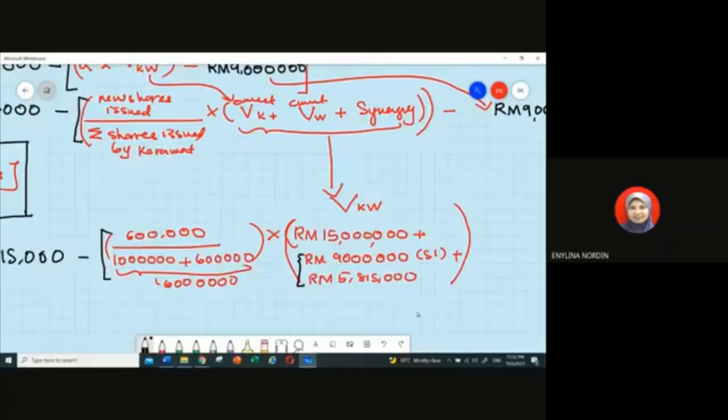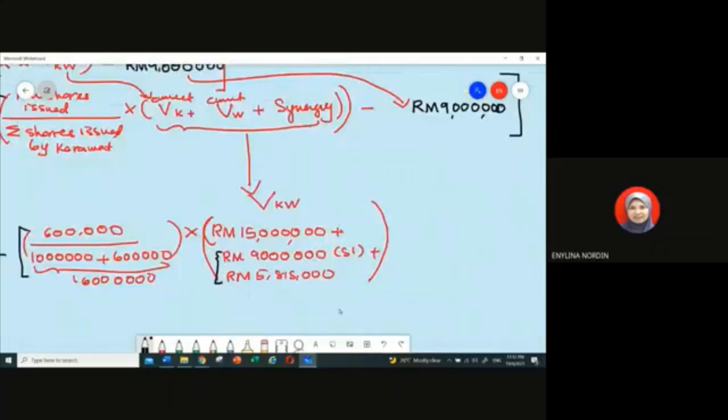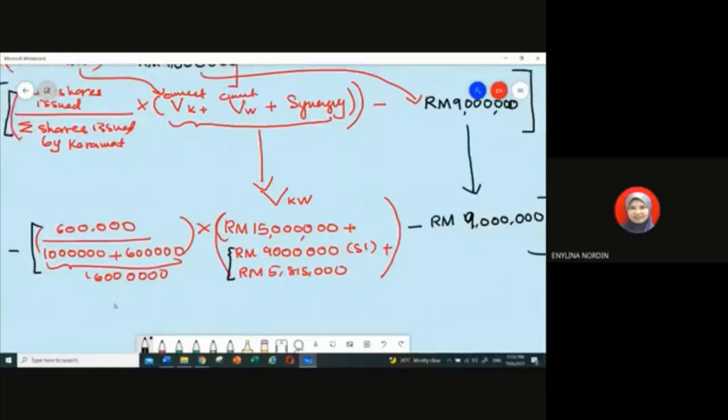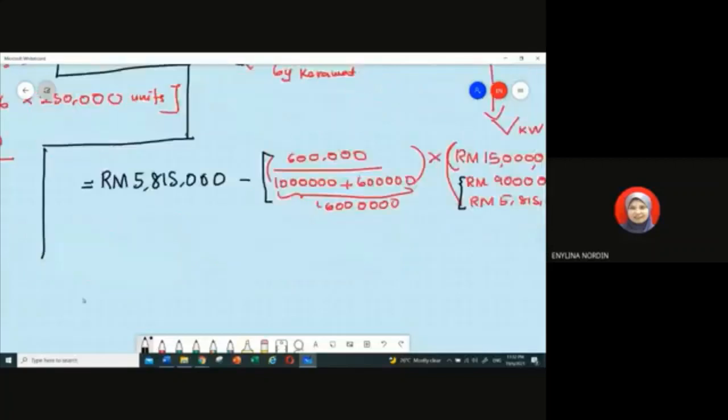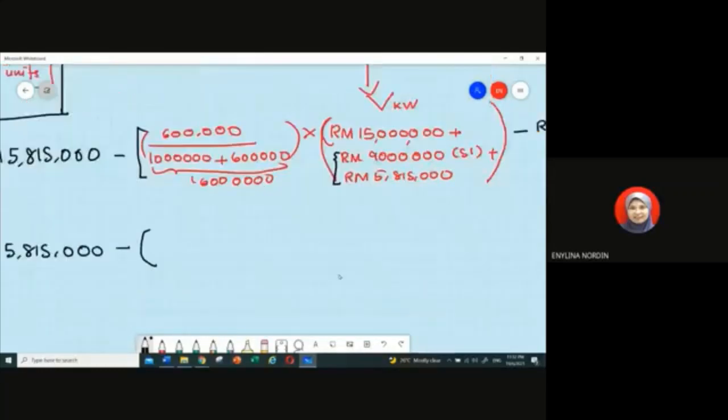Okay, now don't forget to minus the current value of Wangsa Setia, which is 9 million ringgit, so that we can determine the value of premium later on. It's a bit lengthy, but once you know and understand, it shouldn't be a problem later on. 5,815 is the synergy. And now you minus the value of the stock offer. Then we need to calculate here.